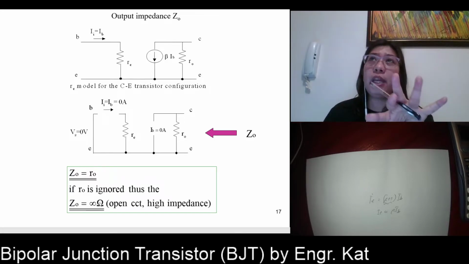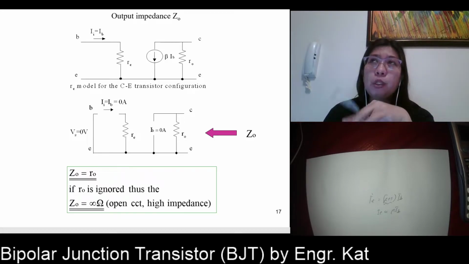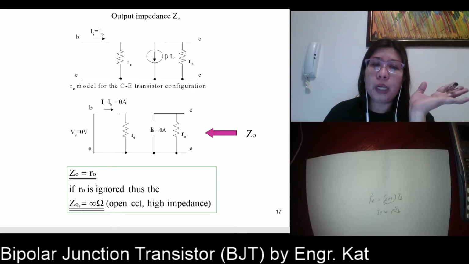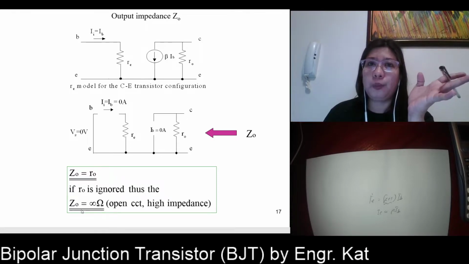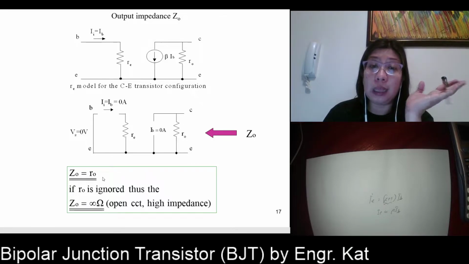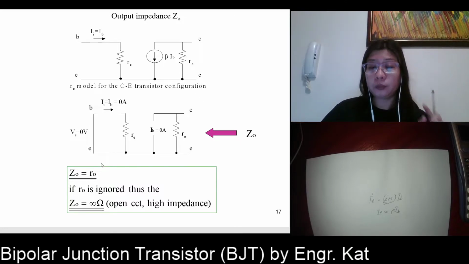So this is the difference also for common base and common emitter. So for common base, we assume right away that your ZO is infinite. Okay, but in common emitter, we have to be very, very sure if RO is really not given. So if it is given, we have to consider its effect.